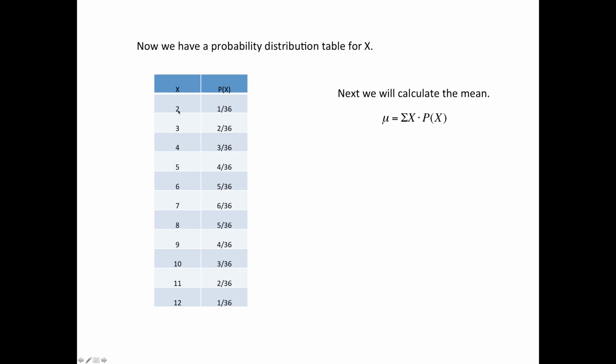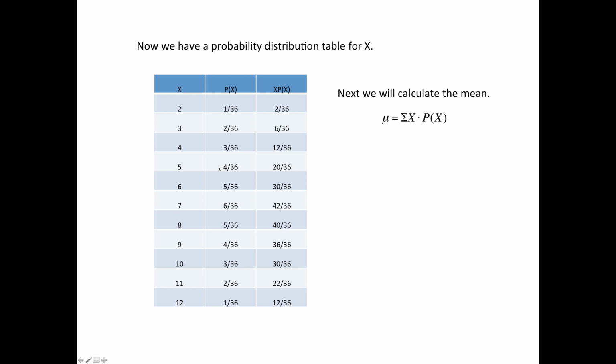So we would just multiply 2 with 1/36 would be 2/36. Multiply 3 with 2/36 makes 6/36. And then this one would be 12/36, 20/36. And then, through the magic of math, I have all of them. So notice all I did was multiply across. This would be 30/36, this would be 22/36, and 12/36. Now, do this part. The sigma part means add them up.